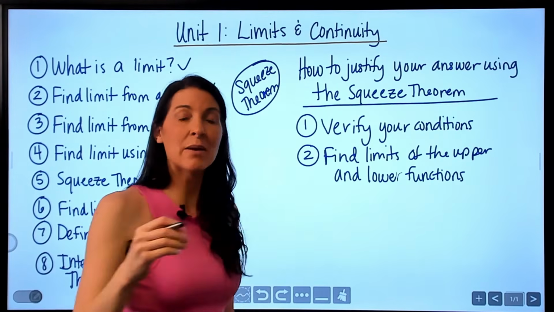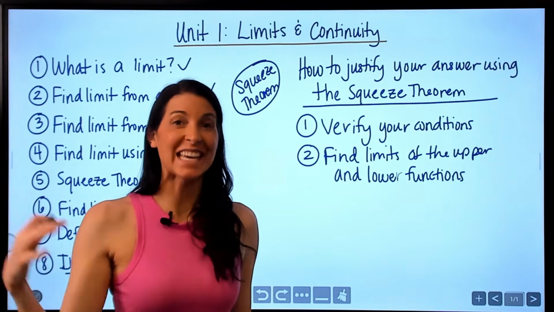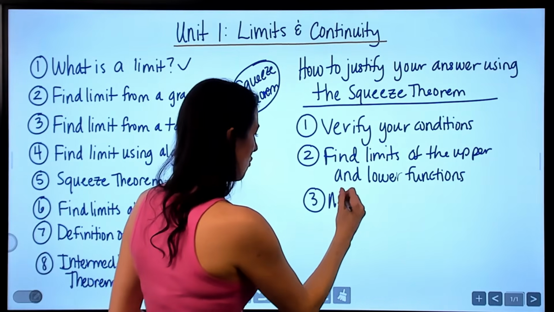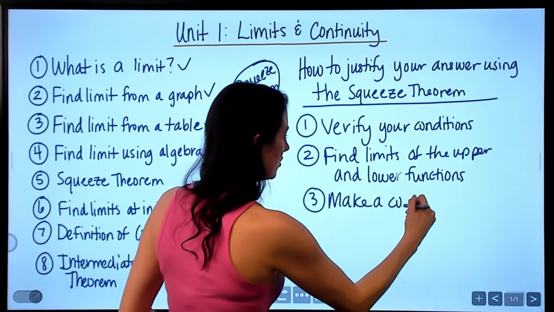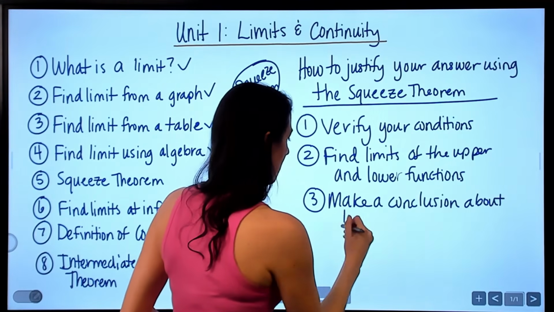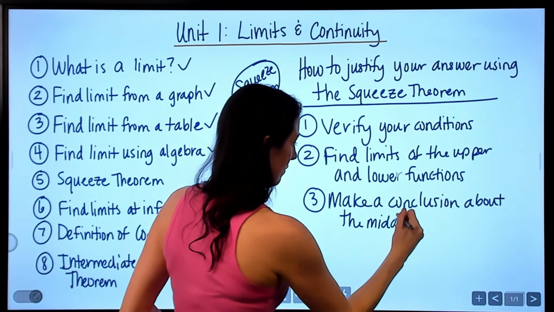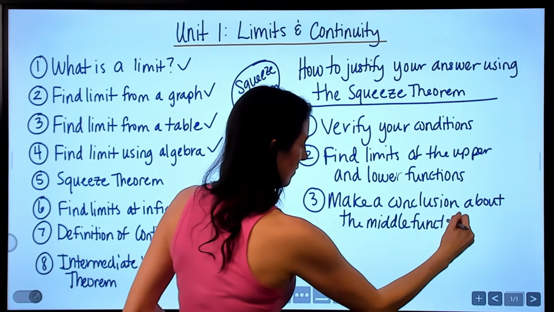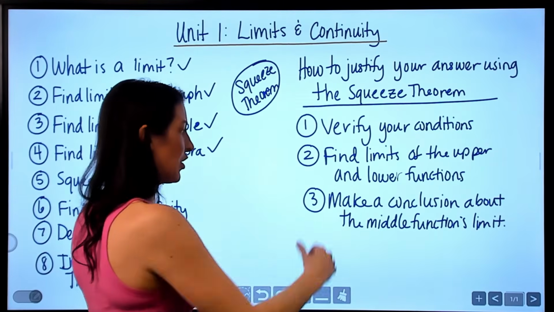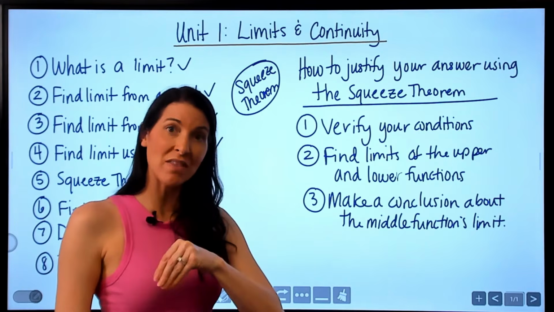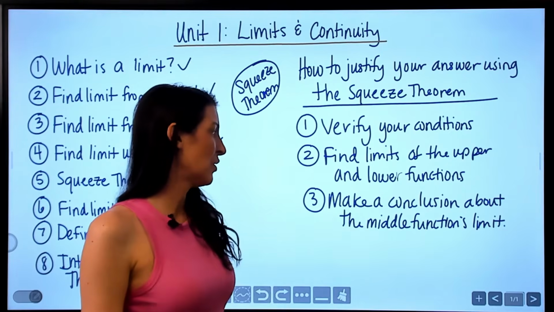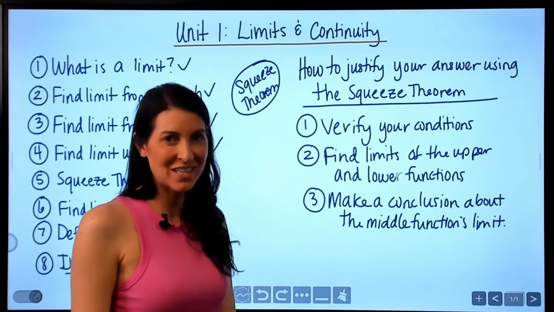Okay, you want to show that the limit as x approaches c of the upper function is equal to the limit as x approaches c of the lower function. And then finally, you want to make a conclusion about the middle function's limit. Okay, so verifying your conditions that the middle function is in fact between the other two, and if the other two go to the same limit, well then that middle function has to go towards the same limit.